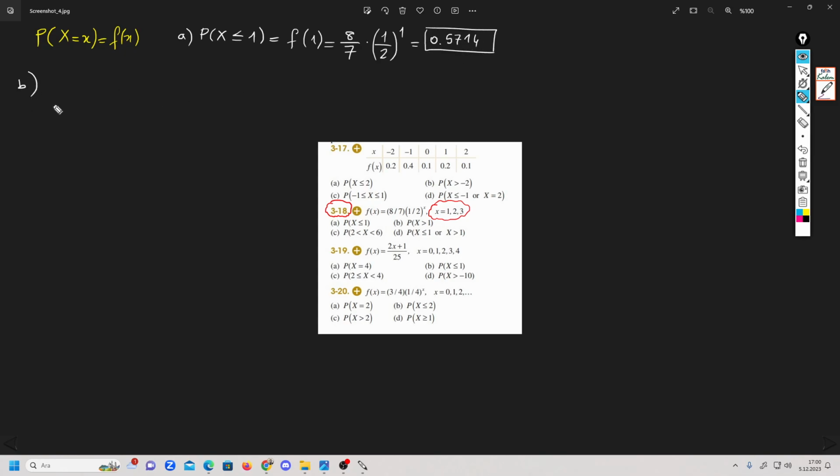What about part B? We are asked to find the probability when x is greater than 1, which means that we have the values x is equal to 2 and x is equal to 3. So these are 8 divided by 7 times 1 over 2 to the power of 2 plus 8 divided by 7 times 1 over 2 to the power of 3, and the result is 0.4286.